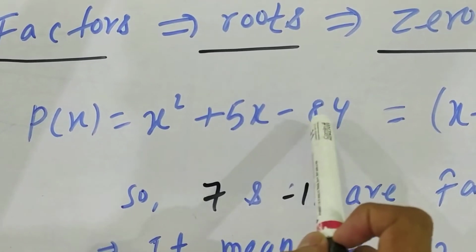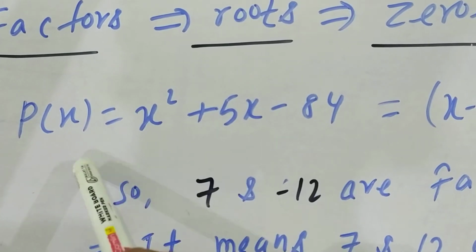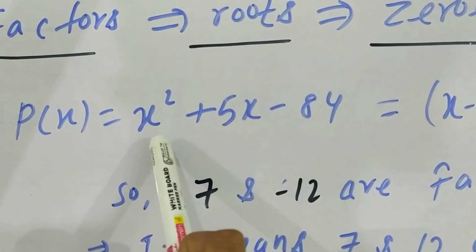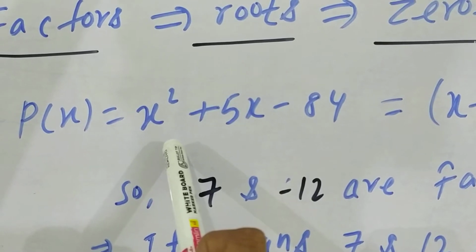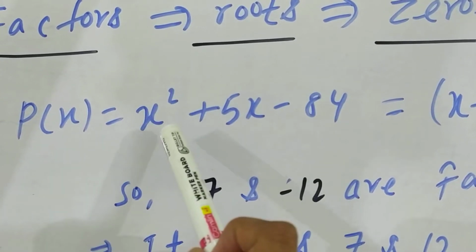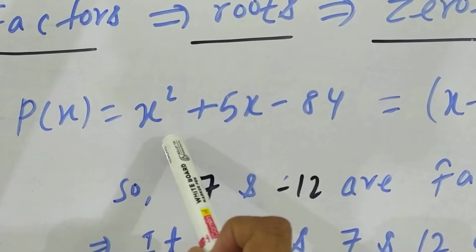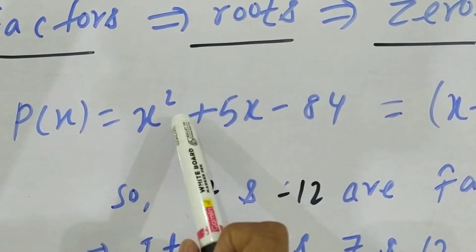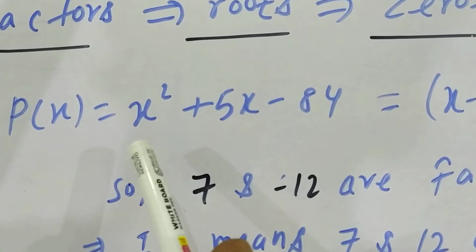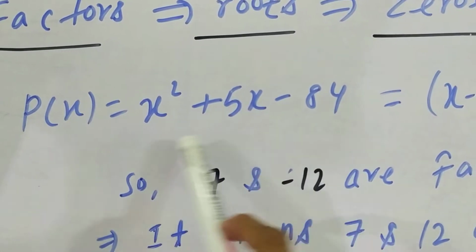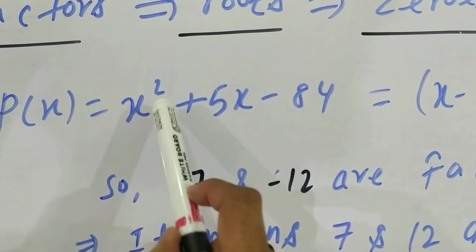5x minus 84. So dear students, tell me what is the highest power of this polynomial? The highest power is 2, so the degree of this polynomial is 2. We can say this is a quadratic polynomial.